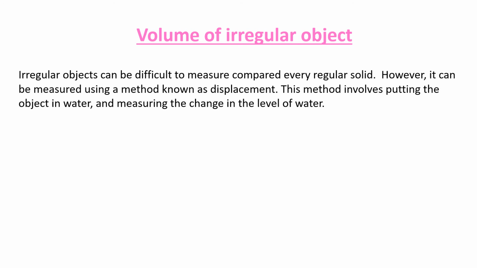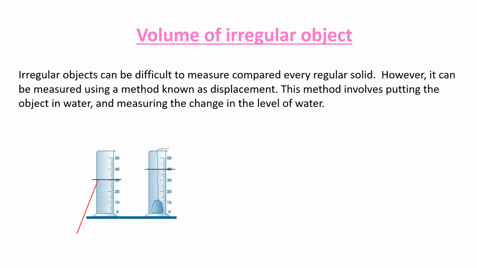Volume of irregular object. Irregular objects can be difficult to measure compared to regular solids. However, it can be measured using a method known as displacement. This method involves putting the object in water, and measuring the change in the level of water.